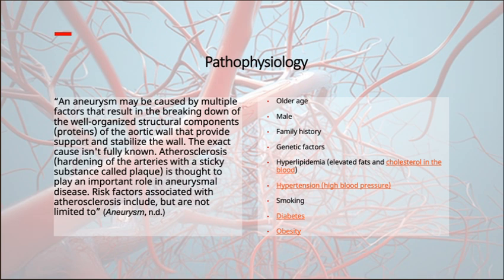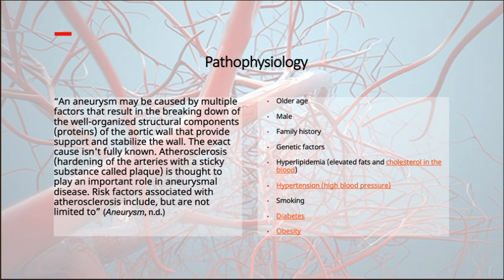There's also genetic factors that can contribute to the risk of an aortic aneurysm, such as Marfan syndrome, Ehlers-Danlos syndrome, and other connective tissue disorders. Age is also a risk factor for developing aortic aneurysms. With increased age, the arterial walls may naturally weaken over time.